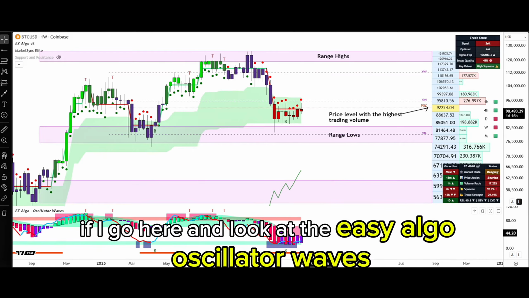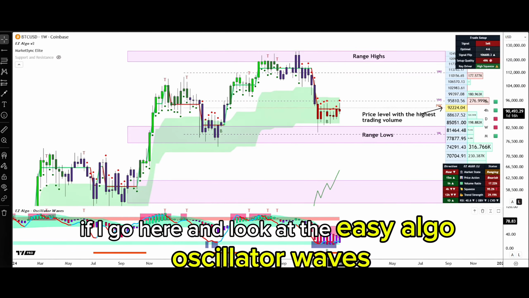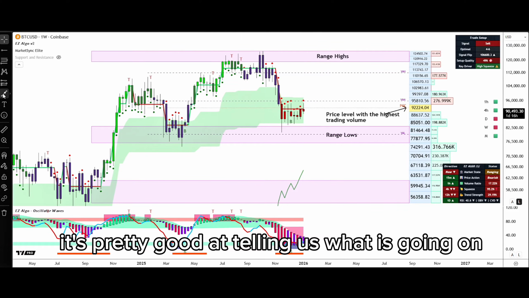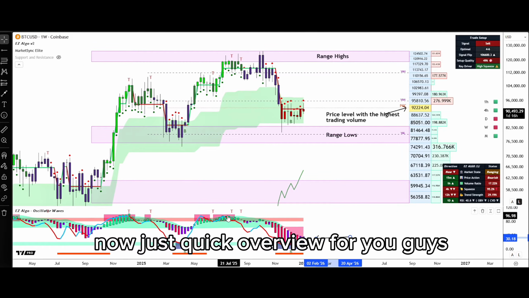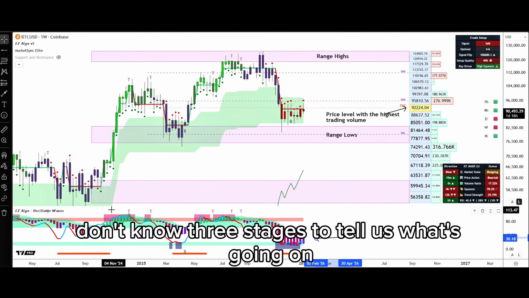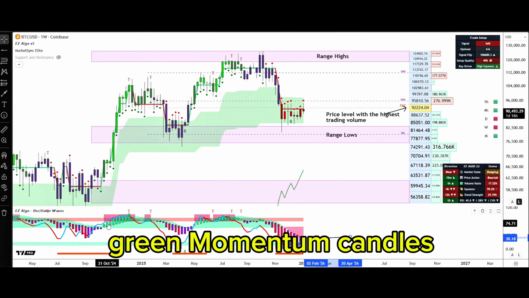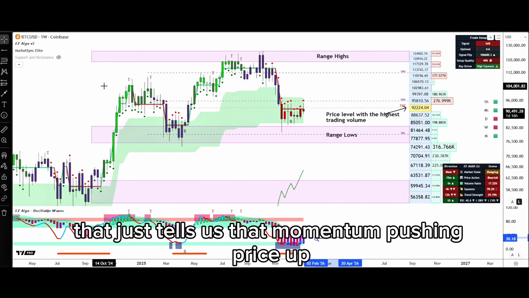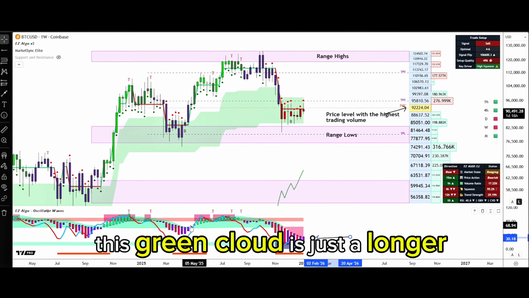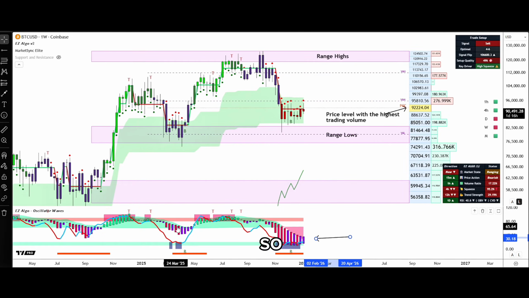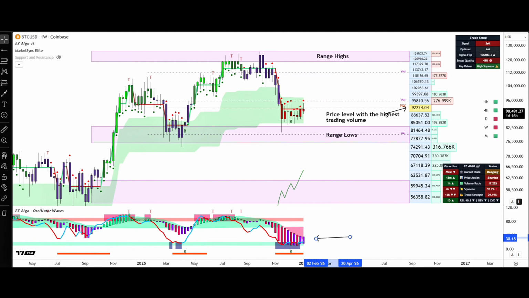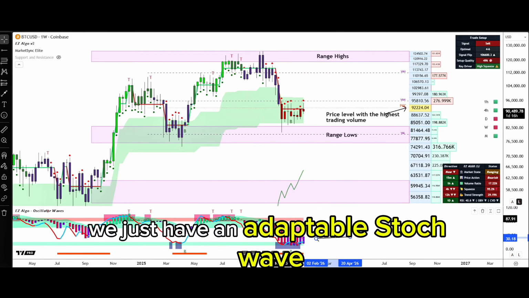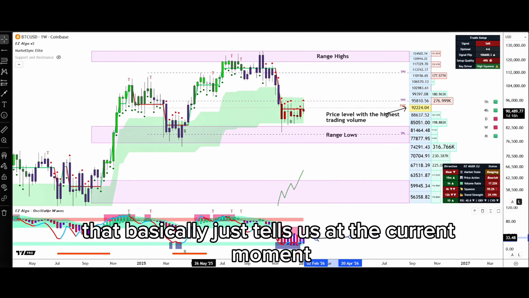Now, if I go here and look at the EZ Algo oscillator waves, it's pretty good at telling us what is going on from a momentum perspective. Just a quick overview, if you guys don't know: three stages to tell us what's going on. We have our green momentum candles, that just tells us momentum is pushing price up. This green cloud is just a longer term trend overlay, basically telling us if the price is in an uptrend or if things shifted and it's in a downtrend. And then we have an adaptable stop wave, and that basically tells us at the current moment how price is moving.